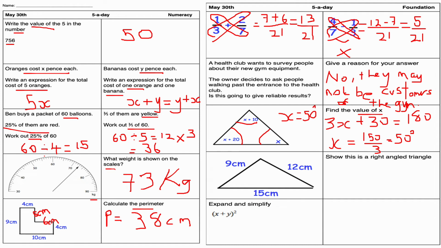Next question, show that this is a right angled triangle. Well, we're going to use Pythagoras. If we do 9 squared plus 12 squared, does that equal 15 squared? So let's work this out together. 9 squared we should know is 81, 12 squared is 144, and 15 squared is 225. So the question now is, does 81 plus 144 equal 225?